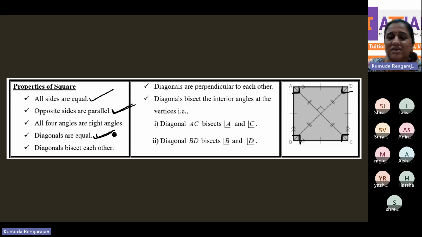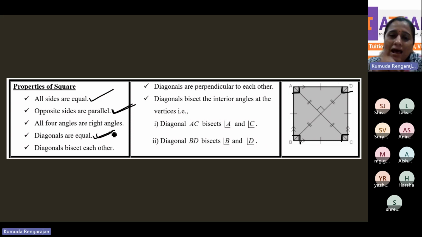Diagonals are equal. In a square, diagonals are equal. Where all the four sides are equal, the diagonals also will be equal. You can remember like that. In a rhombus, all four sides are equal. In a square also, all the four sides are equal. Only in these two, the diagonals also will be equal.